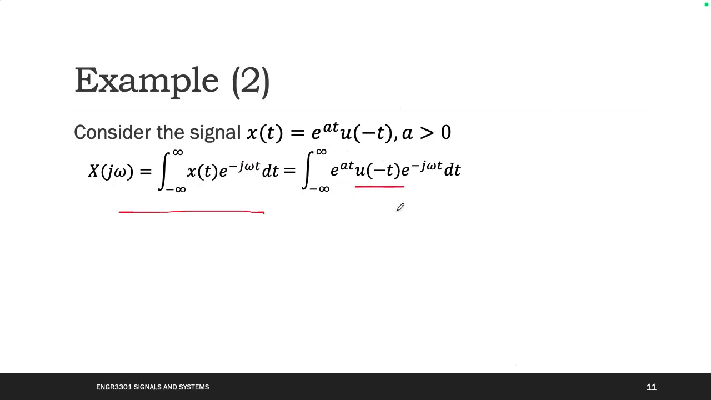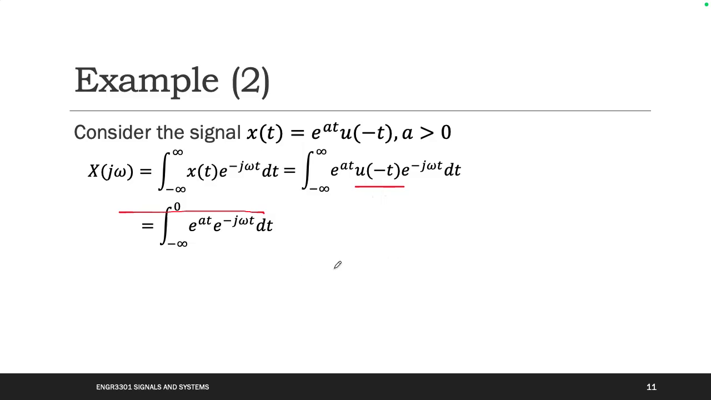And then what's the next step? Yeah, remove the u(-t). What does that mean? It means when negative t is greater than or equal to 0 it will be 1, right? Which means when t is smaller than or equal to 0 it will be 1. All right? Which means you will have this. That makes sense to you?